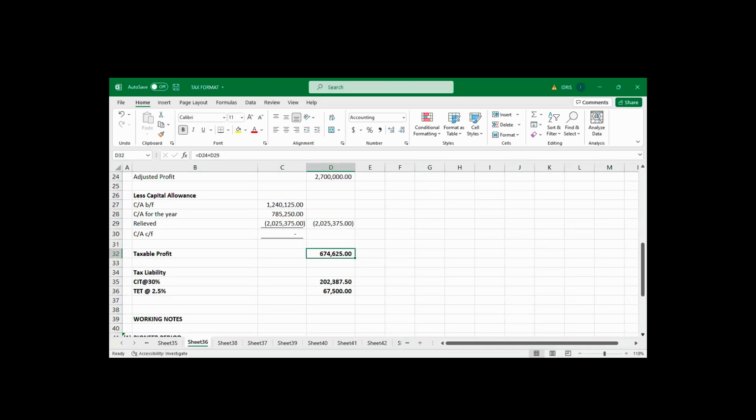From here, you can compute your CIT. Your CIT, 30% of what? Of total profit. 30% of 674,625. So it will give us 202,387.5.